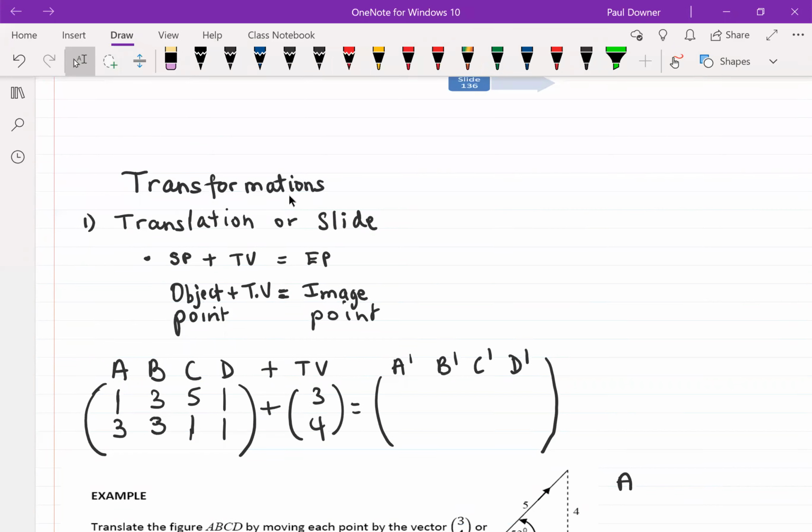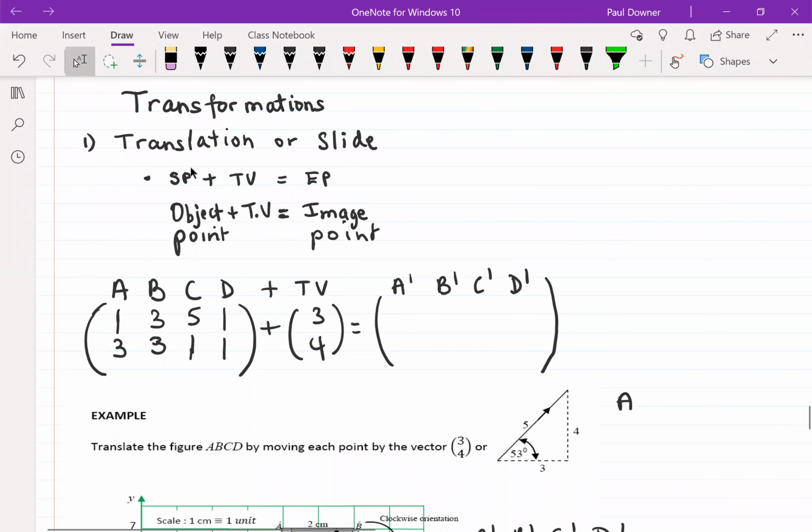But to close off tonight's tutorial, we're going to look at a translation or slide. Now, we encountered that before, so it's nothing really new. A translation or slide always is governed by this equation: start point plus translation vector equals end point. But when we talk about it in the context of transformations, a translation start point is normally called the object point. The translation vector is still the translation vector, and the end point is usually called the image point.